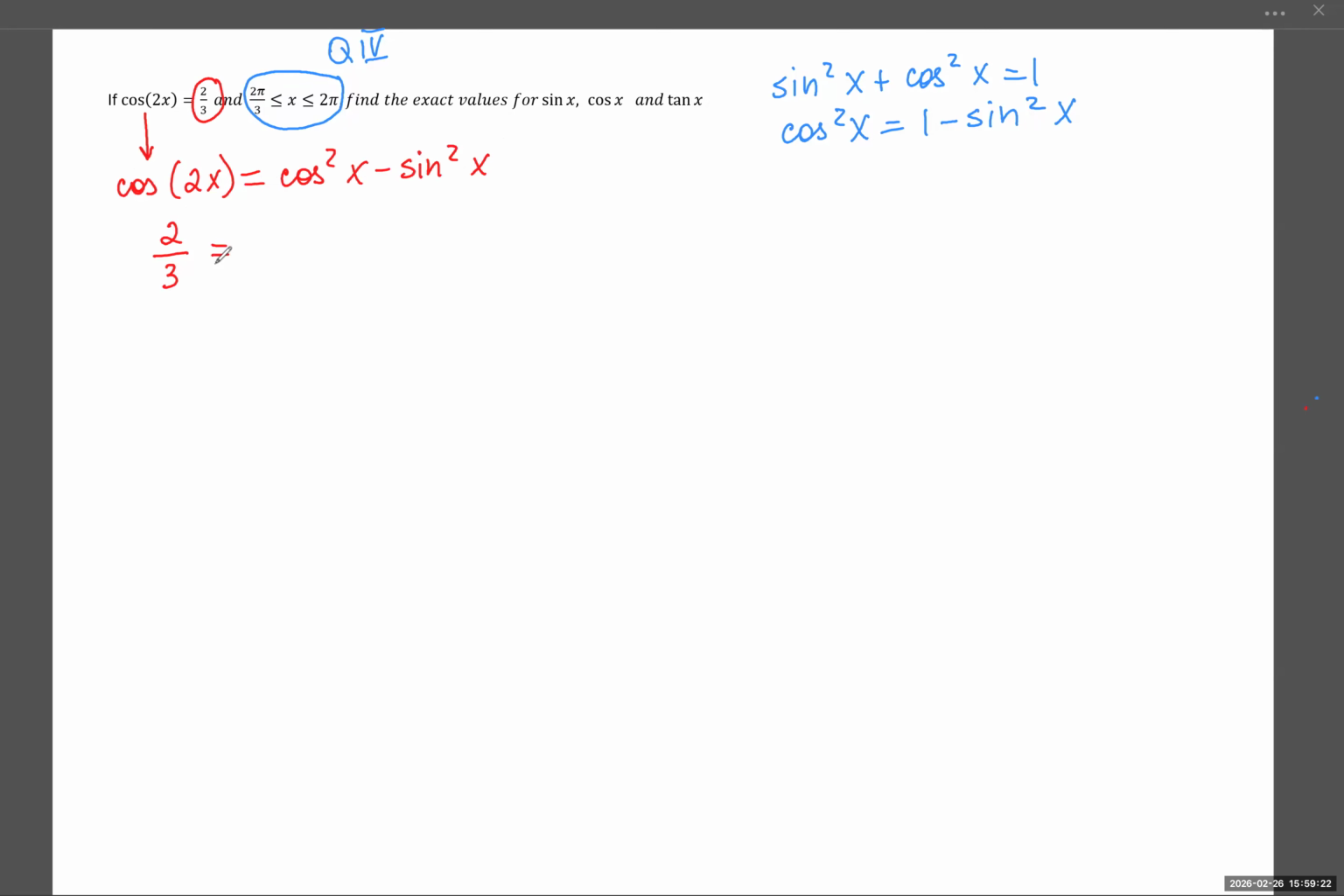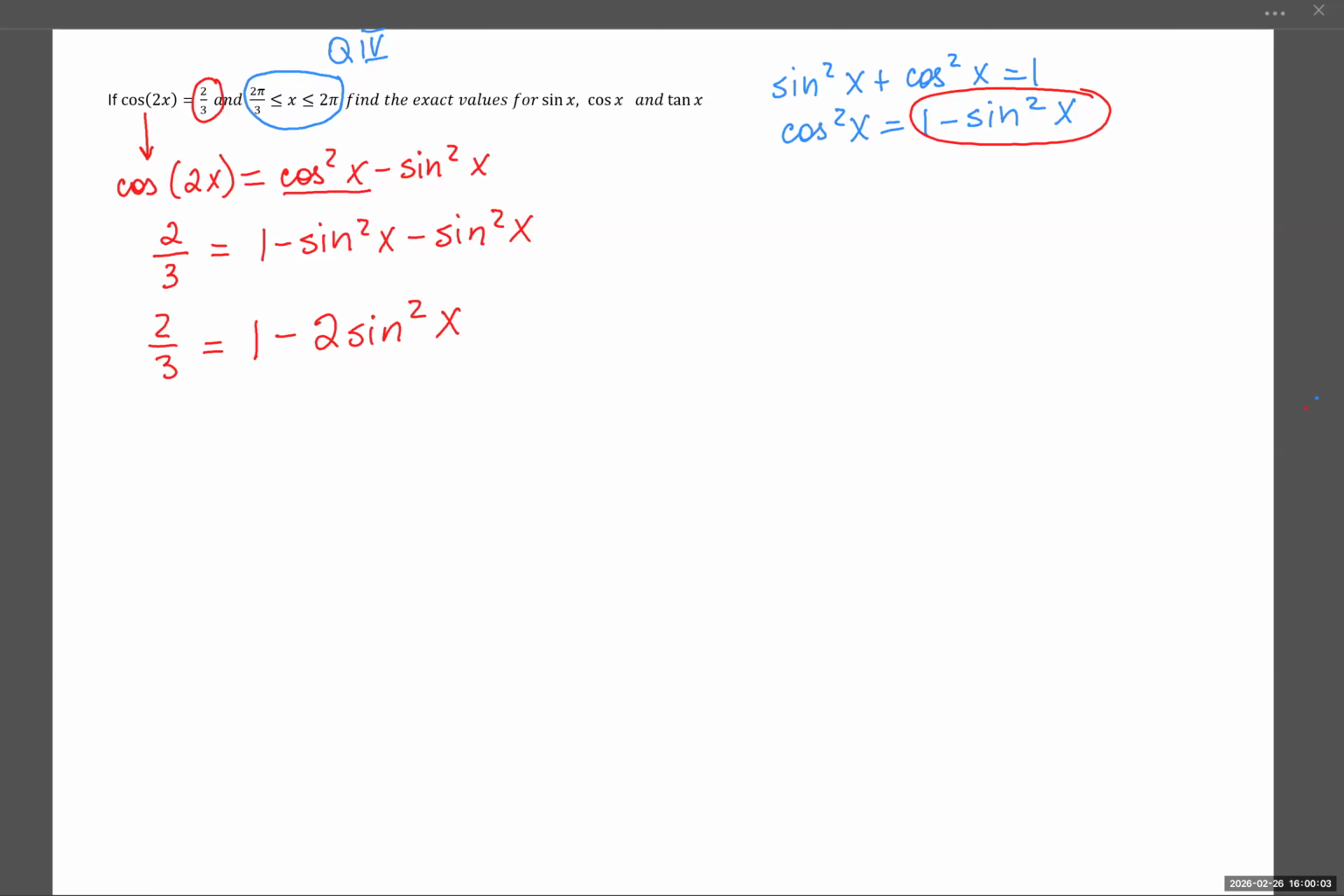Now we don't want two different trigonometric functions on the right-hand side. So I'm going to replace this cosine squared x with 1 minus sine squared x. So 1 minus sine squared x minus another sine squared x. We have 2/3 on the left-hand side, negative sine squared x, and another negative sine squared x. We can combine like terms here, 1 minus 2 sine squared x. Our goal is to solve for sine of x. So we're slowly going towards that goal.